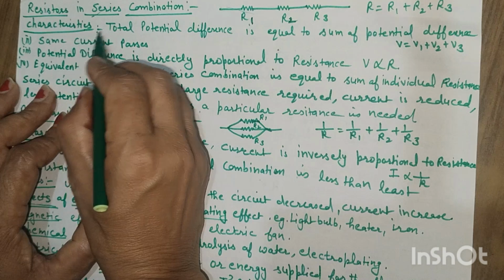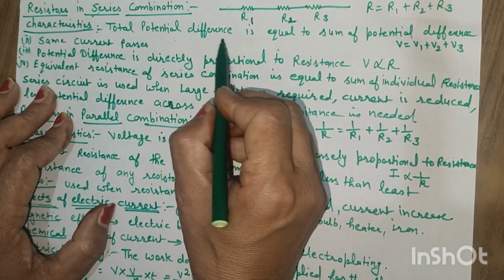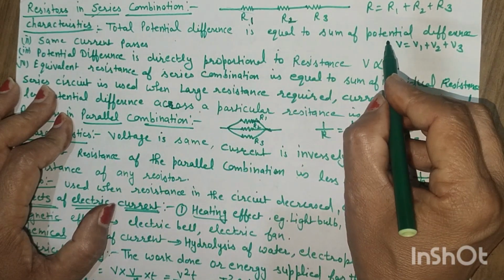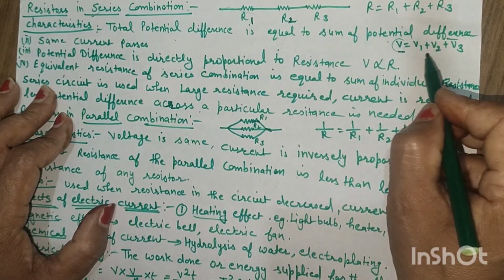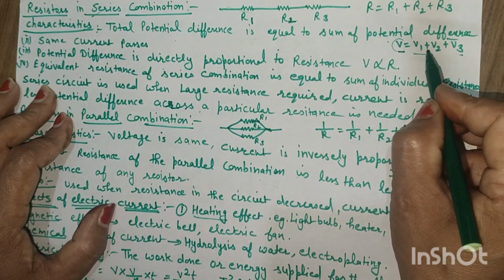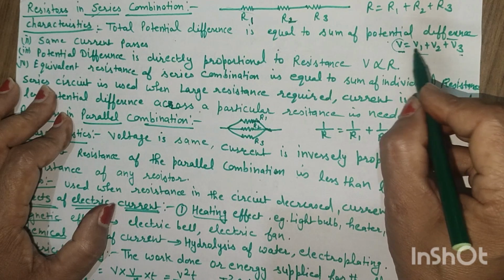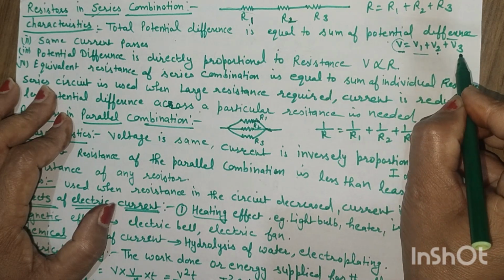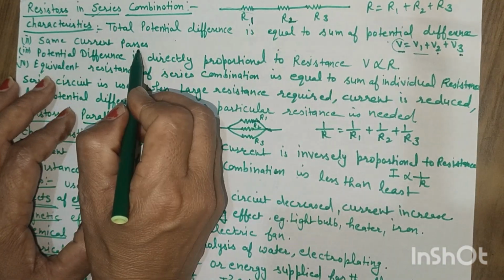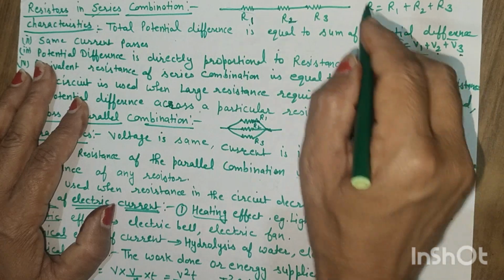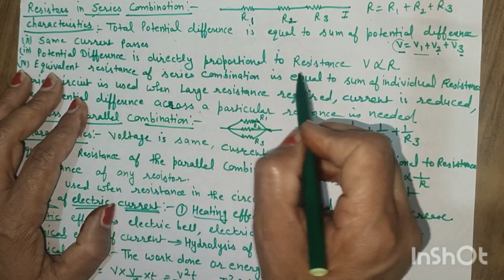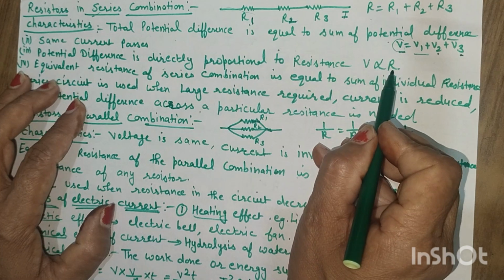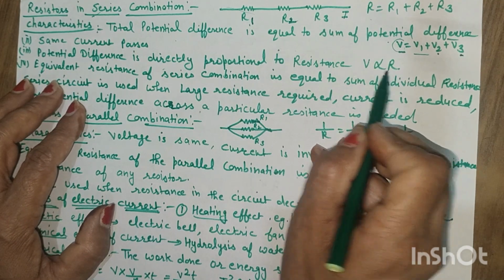Different characteristics in series combination are: total potential difference is equal to the sum of the potential differences, that is V is equal to the sum of all the potential differences of the other parts, that is V1, V2 and V3. Now the same current passes through this. In this, current is the same.